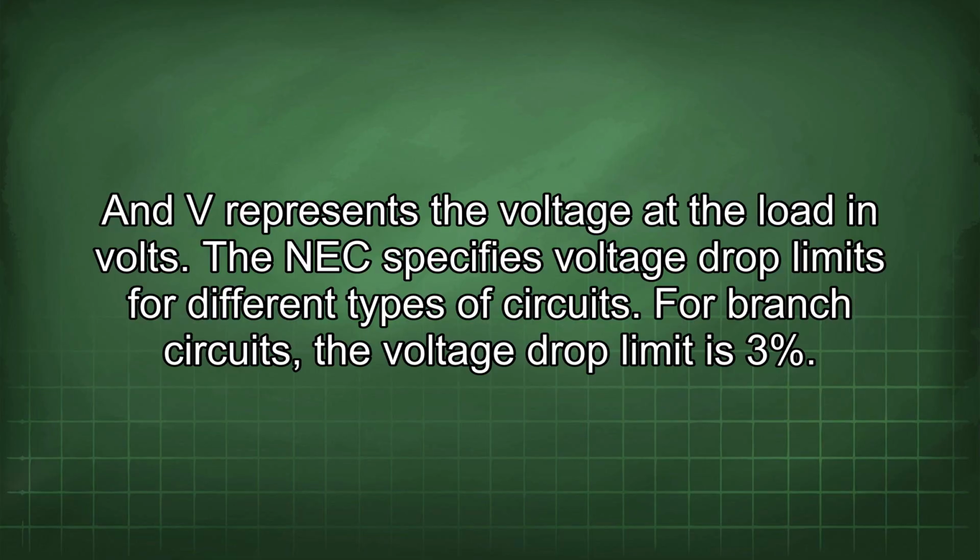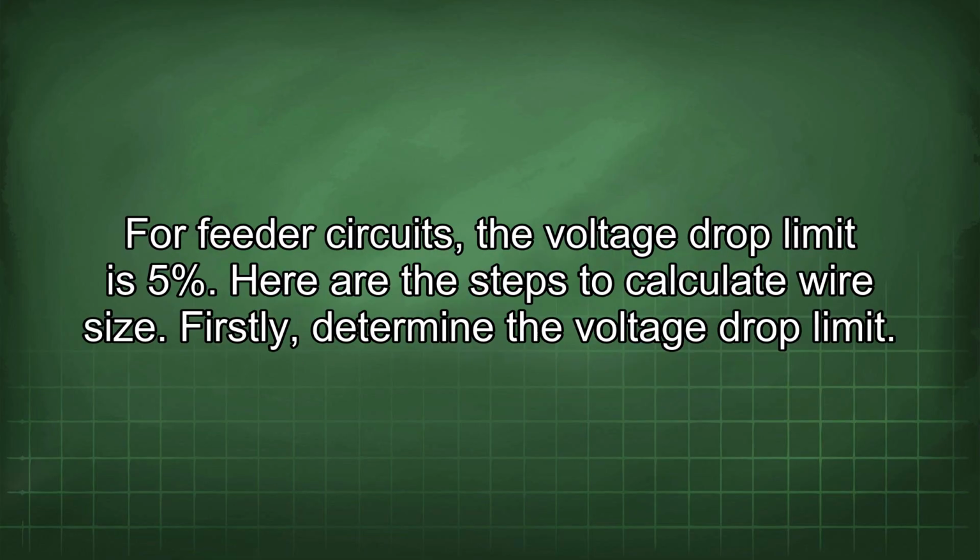The NEC specifies voltage drop limits for different types of circuits. For branch circuits, the voltage drop limit is 3%. For feeder circuits, the voltage drop limit is 5%.